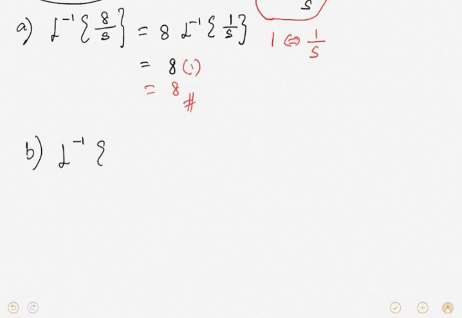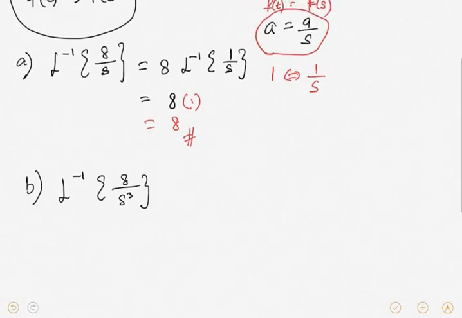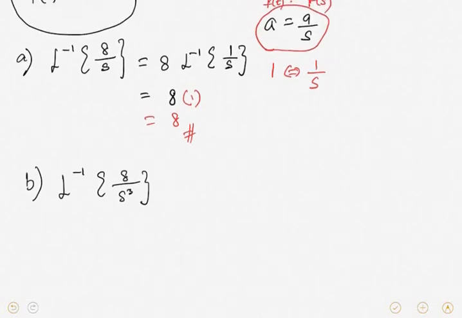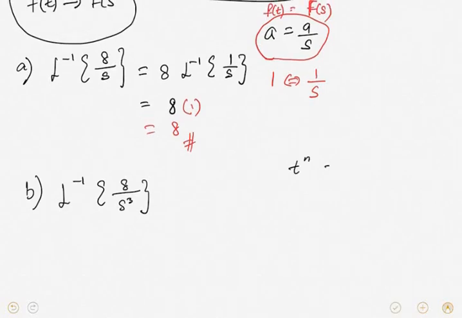Inverse Laplace transform of 8 over S to the power of 3. We know that t to the power of n equals n factorial over S to the power of n plus 1. If you look here, it is S to the power of 3, and the n should be 2. So we take it out: 2 over S to the power of 3.